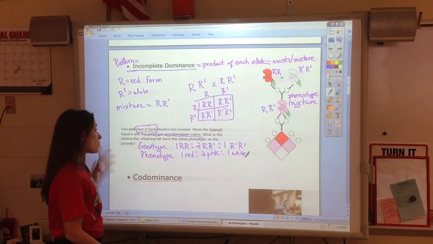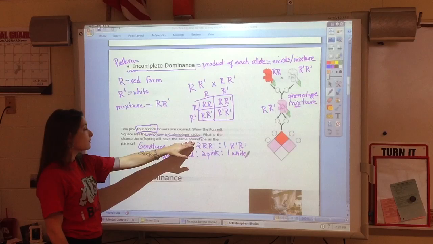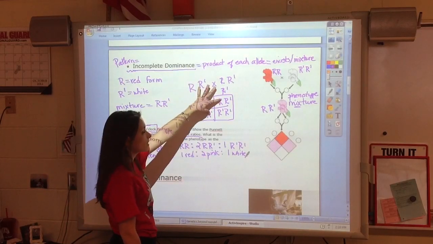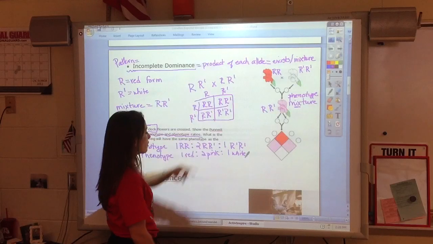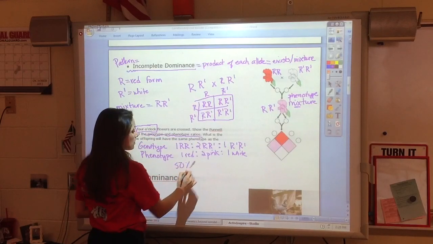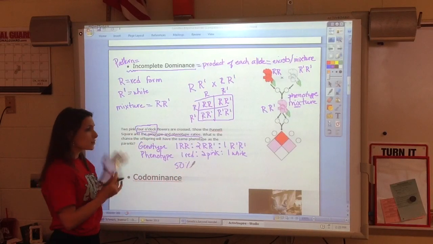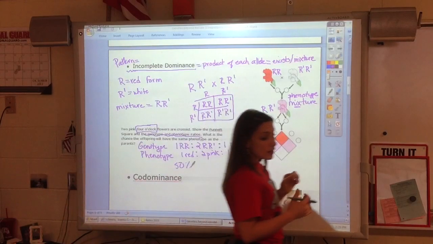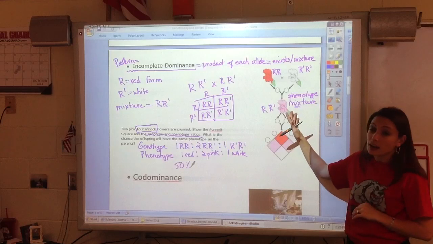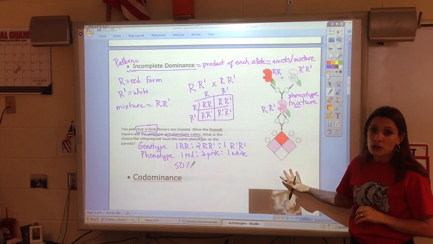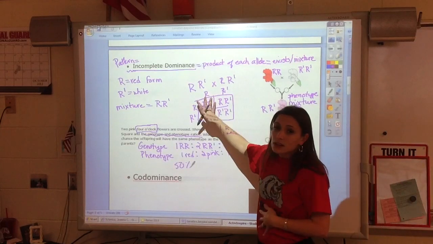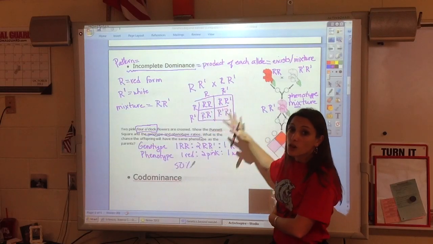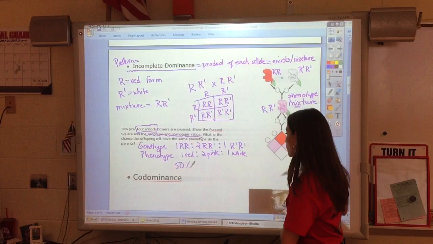Then it wants to know what is the chance the offspring will have the same phenotype as the parents. The parents were both pink. The chance of being pink is 2 out of 4, or 50%. And so this is incomplete dominance. The key point here is being able to recognize when it is a mixture, and then really make sure that you define your letters so that when you get to the end, you know what those letters actually mean.